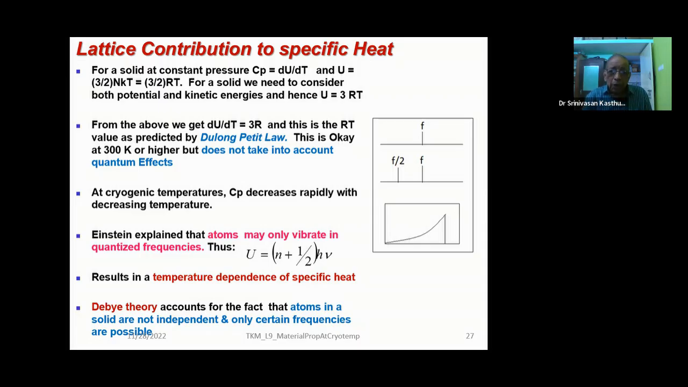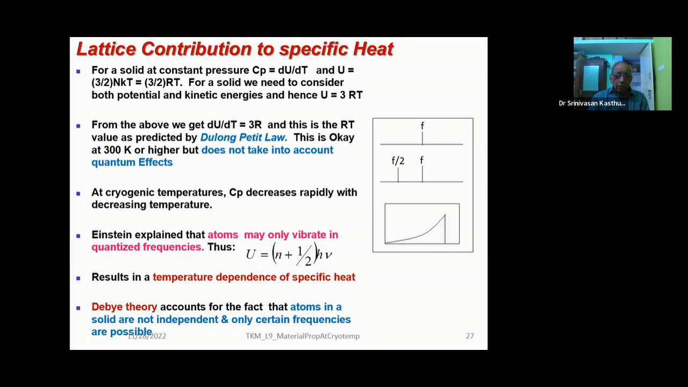Now, what is U? U is nothing but the total energy of all the material in the solid. Suppose I take 1 mole of a solid. 1 mole contains the Avogadro number of atoms, 6.023 into 10 to the power 23 atoms. Now, if I take 1 mole of atoms, what is the total energy? The energy content first of all depends on temperature. It doesn't depend on any other parameter.